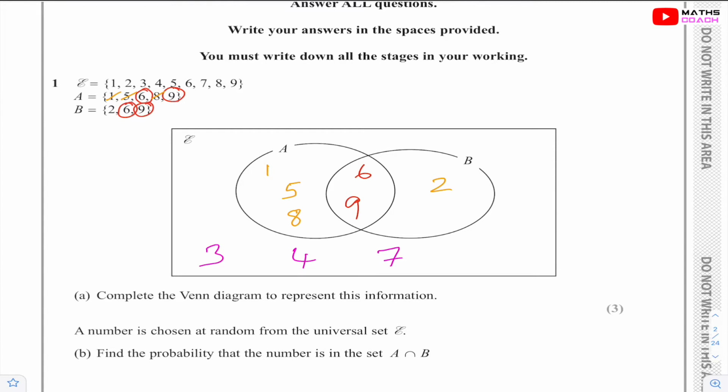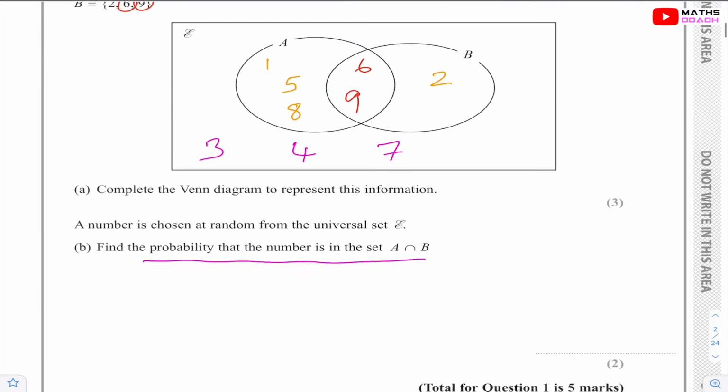Now the question says, find the probability that the number is in the set A and B. So what is the probability of the number being in A and B? It's these two numbers that we are looking at. So in total, we have 9 numbers, so therefore it will be out of 9, and 2 of those numbers are in A and B. So the probability of A and B is 2 over 9.